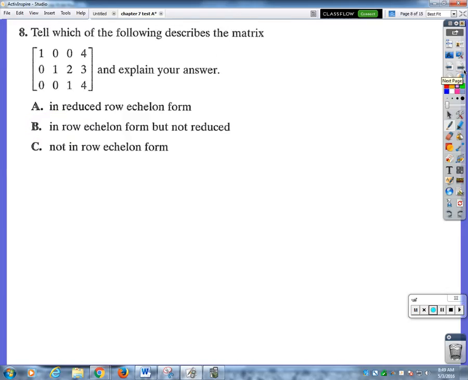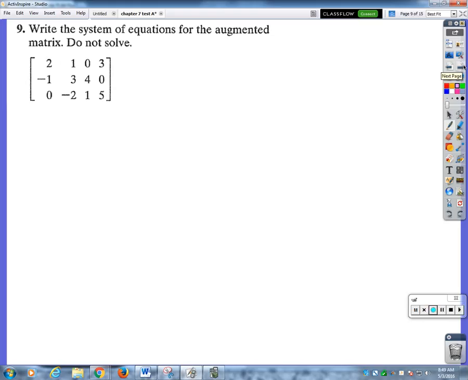Okay, tell which of the following describes the matrix. That one right there. What is that? In row echelon form, but not reduced. Yeah, I don't really know. Reduced row echelon form is when you just have the answer, right? Oh, but it's not reduced, right? Because there's this 2 right here, yeah. So I like answer B. I probably won't make you do that one because we didn't really talk about what those definitions are. No, you could take a stab in the dark though.